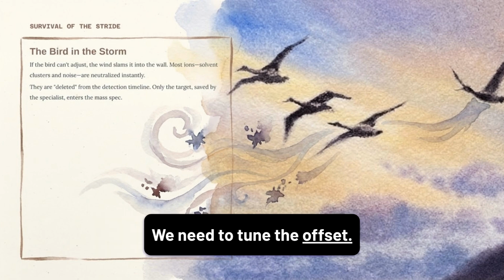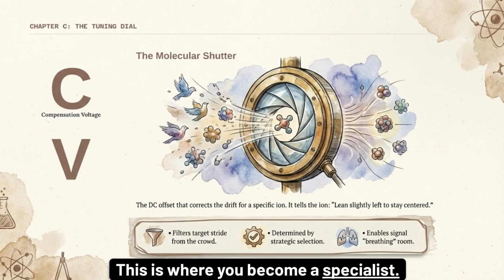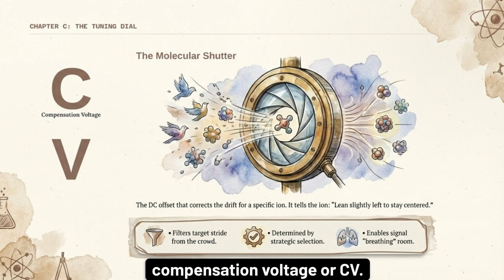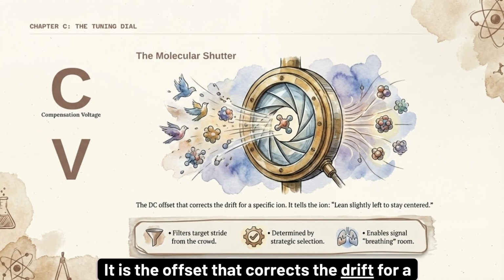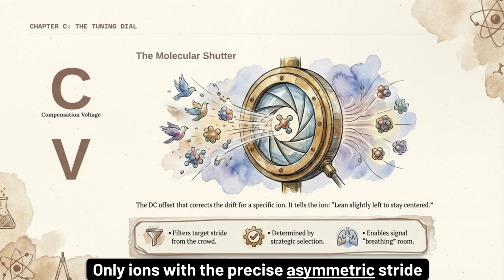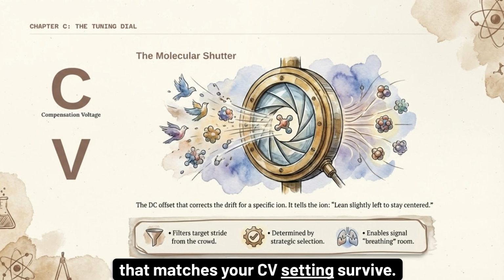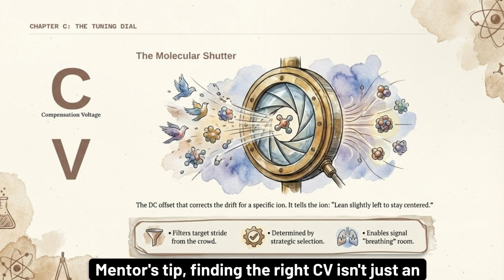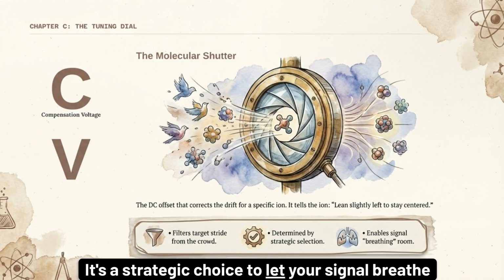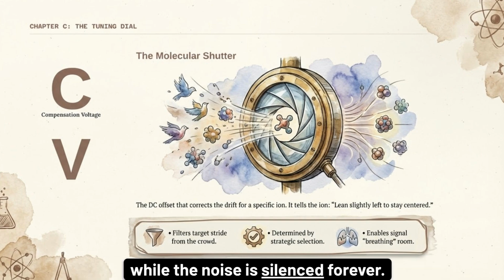We need to tune the offset. This is where you become a specialist. We add a constant DC voltage called the compensation voltage, or CV. It is the offset that corrects the drift for a specific ion. By scanning the CV, we act as a molecular shutter. Only ions with the precise asymmetric stride that matches your CV settings survive. Mentor's tip: finding the right CV isn't just an experiment. It's a strategic choice to let your signal breathe while the noise is silenced forever.